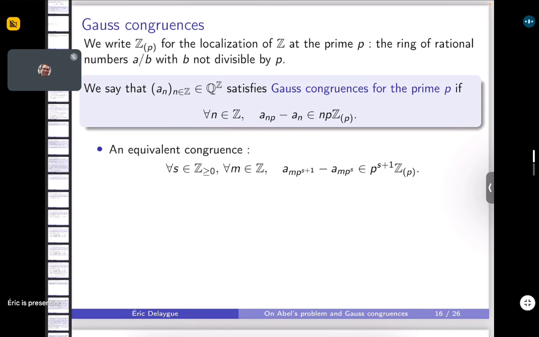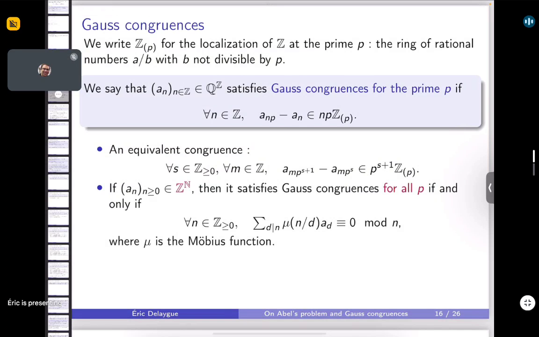There is another way to write this congruence, which asks that for every s and every m, you have such a congruence, okay? Because in the above congruence, we don't look at the divisibility of n by p, here you can think that m is not divisible by p. And it's the reason why you have two equivalent formulations, okay? The second one we find more often in the literature than the first one.